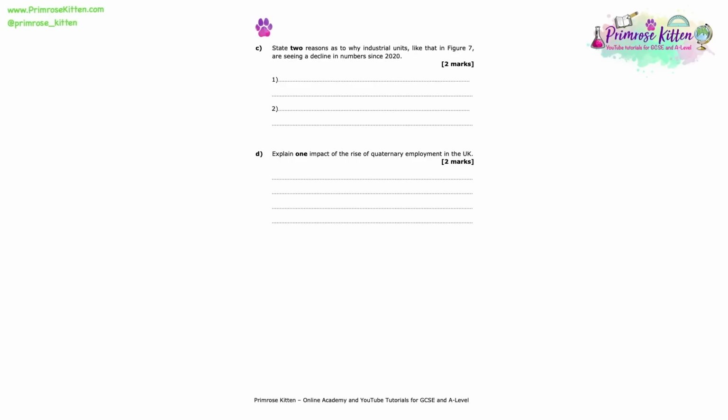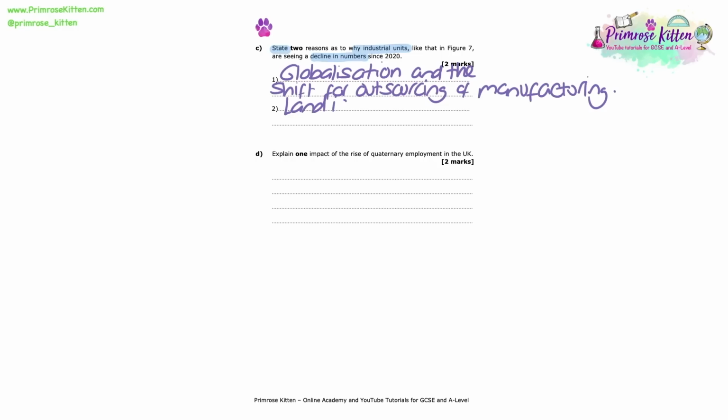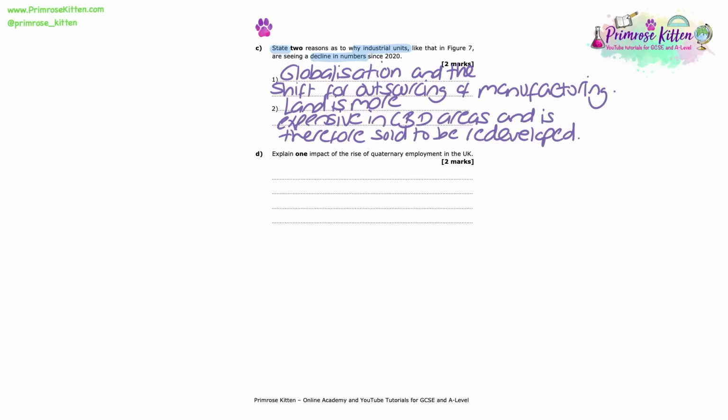Part C. State 2 reasons as to why industrial units, like that in Figure 7, are seeing a decline in numbers since 2020 for 2 marks. 2 valid reasons here might include globalisation and the shift for outsourcing of manufacturing, and the fact that land use is more expensive in central business district areas, and therefore land is sold to be redeveloped.